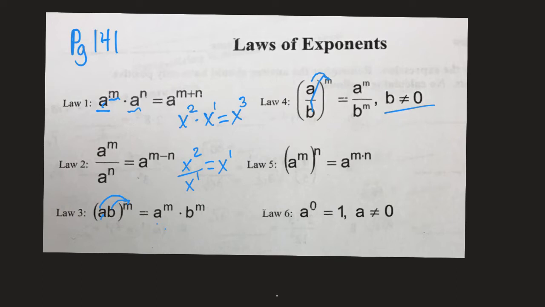Law 5, we have a to the power of m, and all of that is raised to the power of n. Now, whenever you're in this situation, basically just take that m, multiply it with the n. It is not m to the power of n or anything like that. It's just m times n, as we see here.